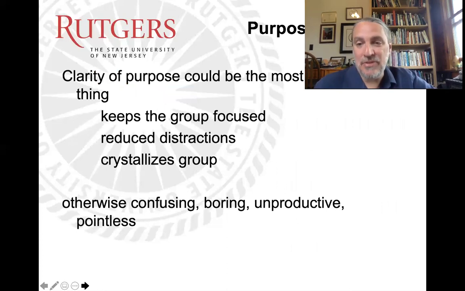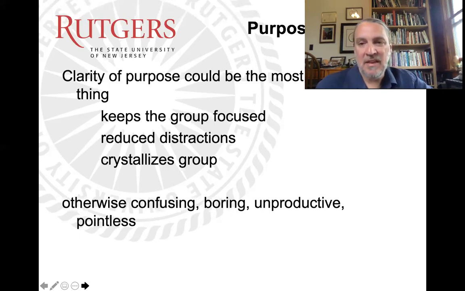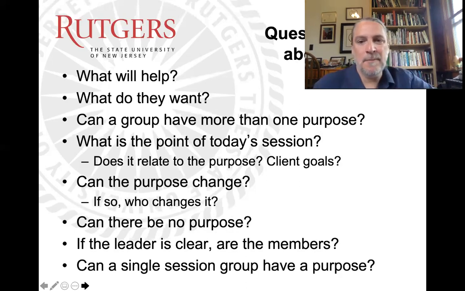So one of the key things, one of the cornerstones of whether a group is going to be effective or not, is the clarity of its purpose. It could be the most important thing because that's what drives the group forward. Here's what we are working on. If the purpose of this group is being able to cope with bipolar disorder, then every session should tie into that somehow. How can we connect what we're doing today with coping with bipolar disorder? It minimizes distractions and keeps people focused. Otherwise, the wind takes the group anywhere it's going to go.